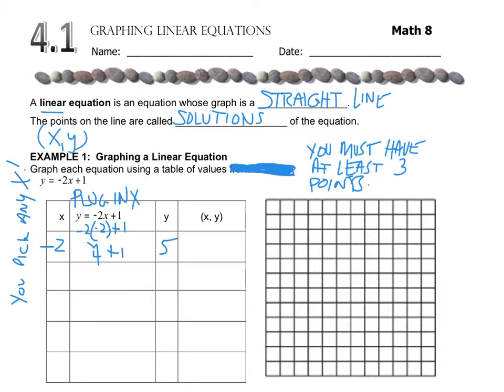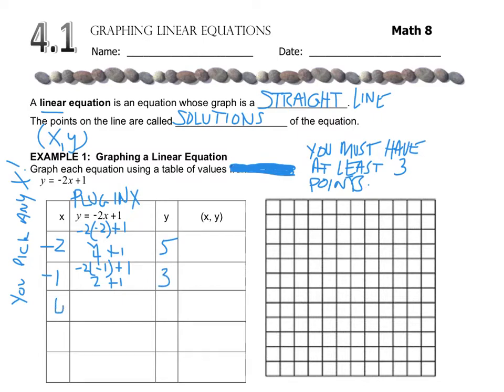Then I move on to another one. So let's just keep in the same order. Let's pick -1. If I plug in -2 times now -1, what do I get? Well, if I multiply those together, I get a 2 plus 1. The y would come out as a 3.